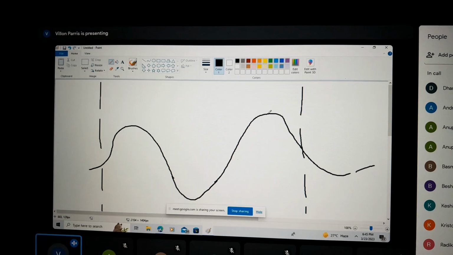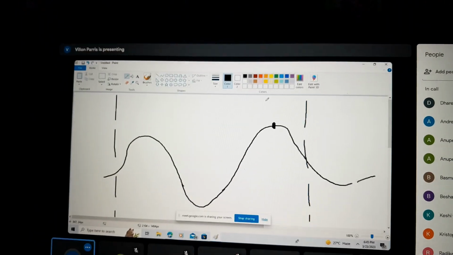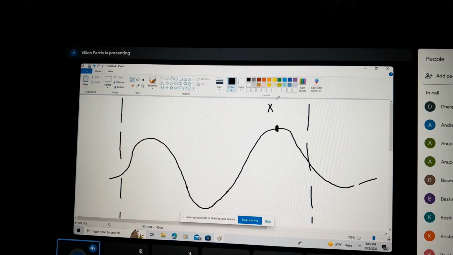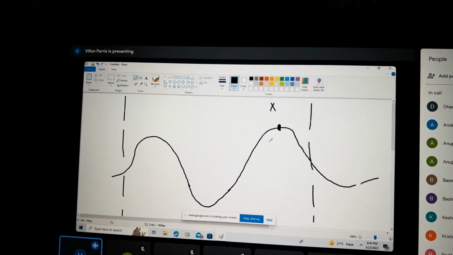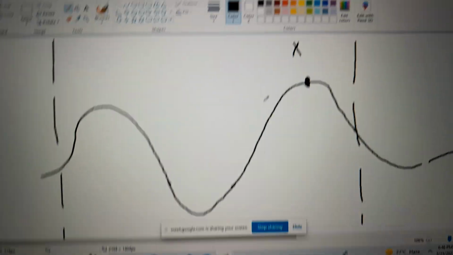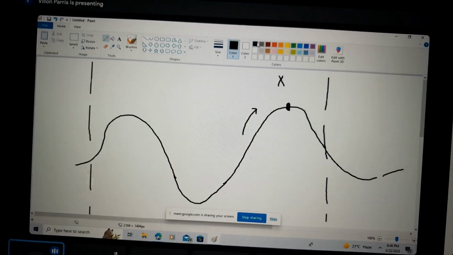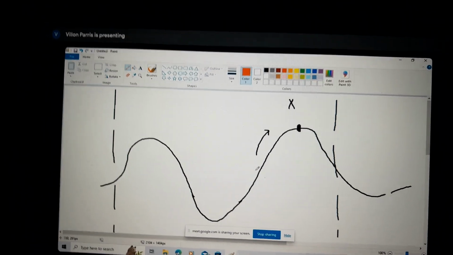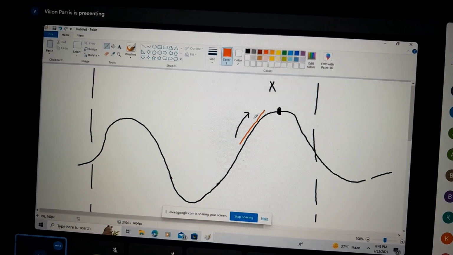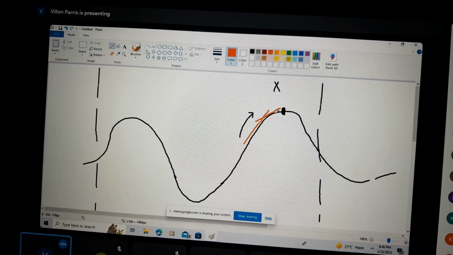Now, let me show you something. Let's look at this point here. Let's call this point X. Now, this will be a local maximum point. As you can see, it's sloping upward. But let's look at the behavior of the slope as we go closer to the point X. If I wanted to draw the tangent, look what will happen. This tangent will be like this as I get closer and closer.